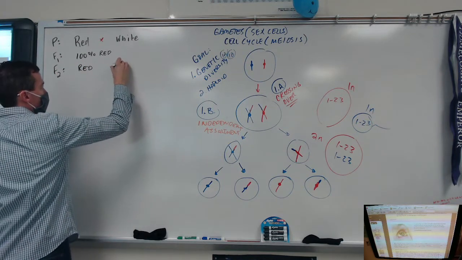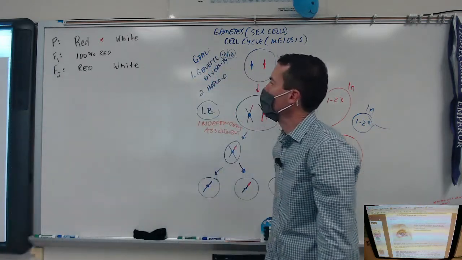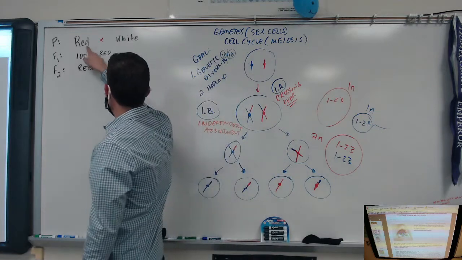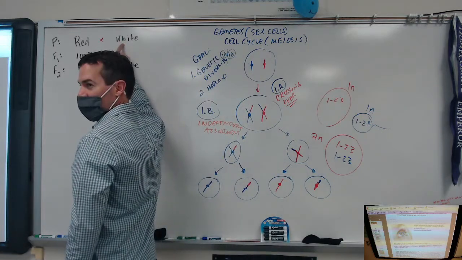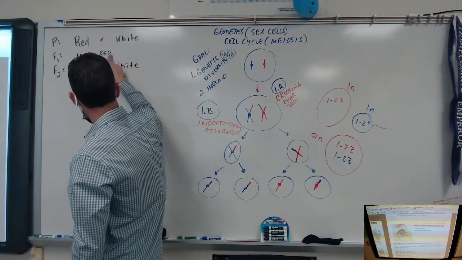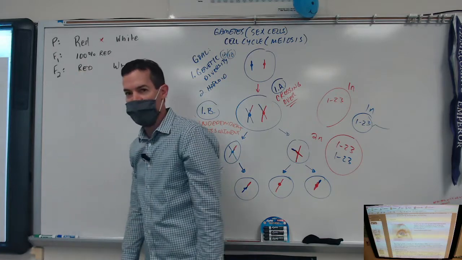Red and white. So let me clarify. I crossed red with white, and what did I get? 100% red. Then I crossed this red with another one of its siblings, red, and what did I get? Red and white. That's puzzling, isn't it?